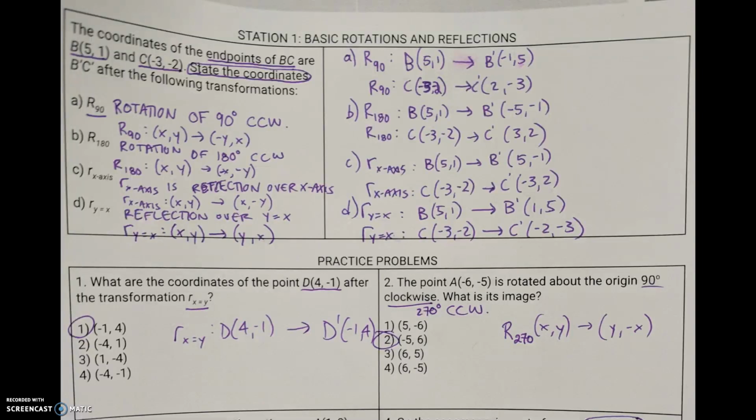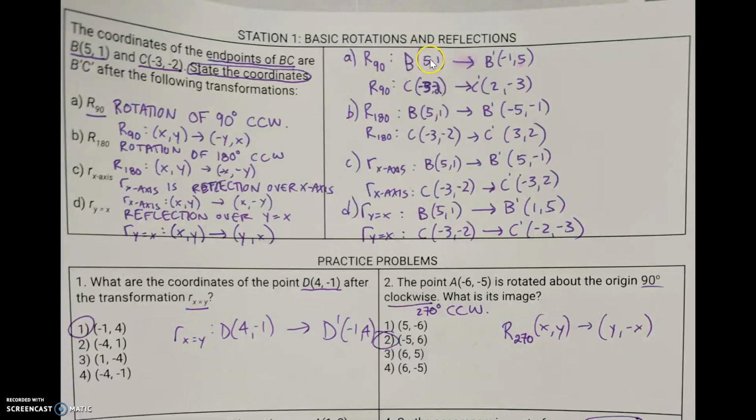The first question asks you to take B and C, which are (5, 1) and (-3, -2), and transform them in 4 different ways. The first two are rotations, and you can see that the rotation rules are right here: the rotation of 90 degrees counterclockwise and the rotation of 180 degrees counterclockwise. For letters C and D, it's asking for 2 different reflections, and these 2 different rules are written here. My suggestion is that you use your flashcards that you made in class to just learn or memorize the rules, because we're not going to be providing them to you on the test.